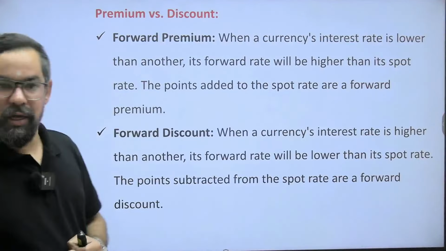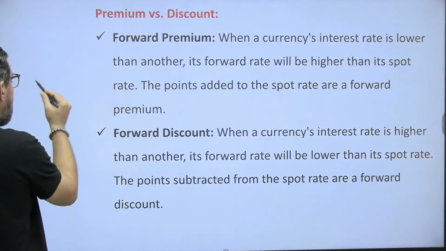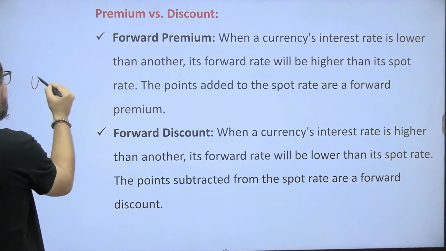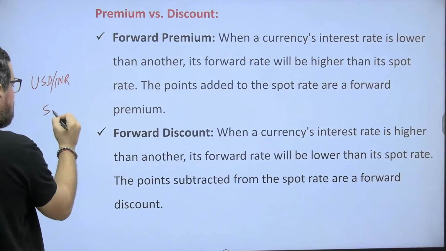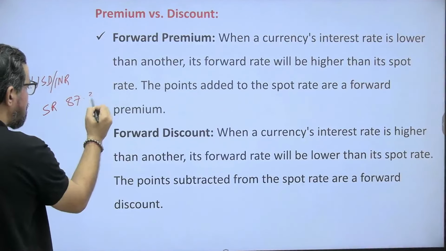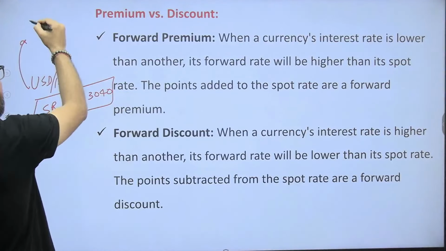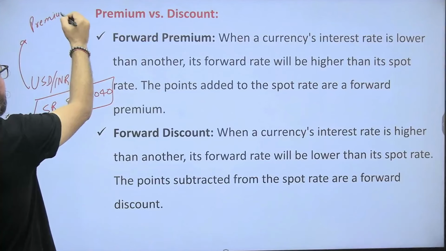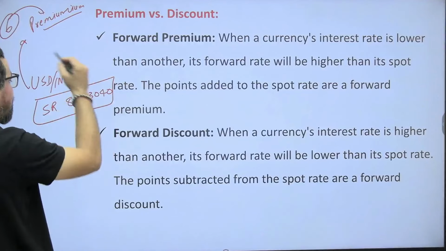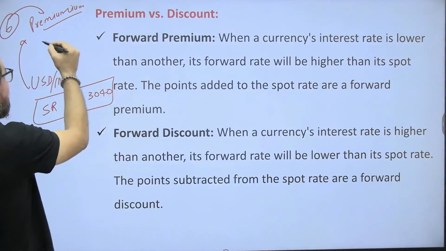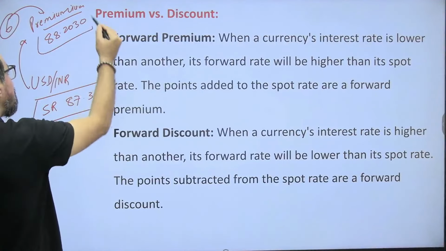Now, the premium and discount case, we have already discussed earlier also. So this is the last point. As I gave you an example, let's say the USD INR spot rate is supposed to be 87.3040. Let's assume this is the spot rate, and it can be quoted at a premium. Let's say 6 months later it is quoted at a premium, that means the price will be higher than this. Let's say it is quoted as 88.2030. So this is the case of premium.